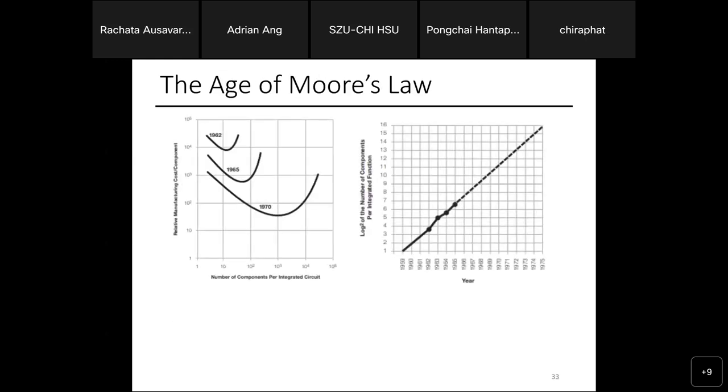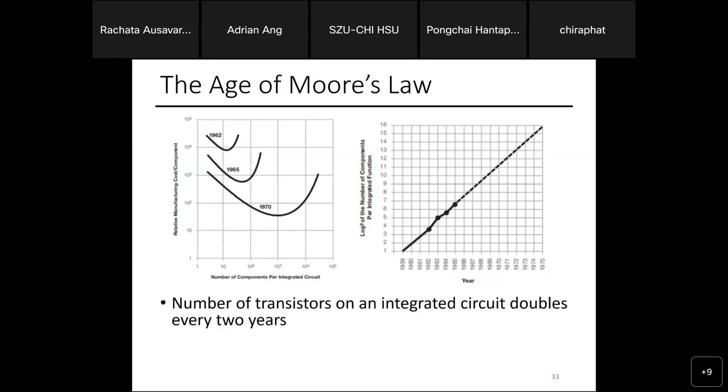Then you have the age of Moore's Law. Moore's Law basically talks about how you can cram in more transistors. The number of transistors would double every certain number of years. The trend stays, but it has changed a little bit now, because of physics: we can't make things smaller. It's really hard to make things smaller.